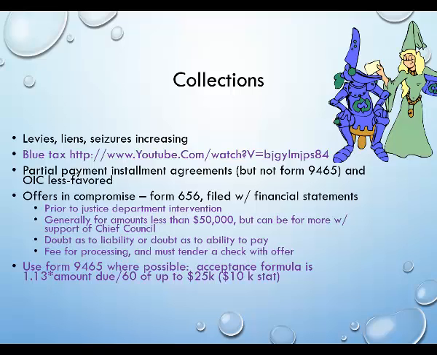Offers in compromise, which you get by filing Form 656, is generally for amounts less than $50,000. There's a fee for filing one of these. While it's under consideration, there's a moratorium on your statute of limitations. That is, if it takes them 4 months to consider your offer, it will extend the statute of limitations by 4 months.